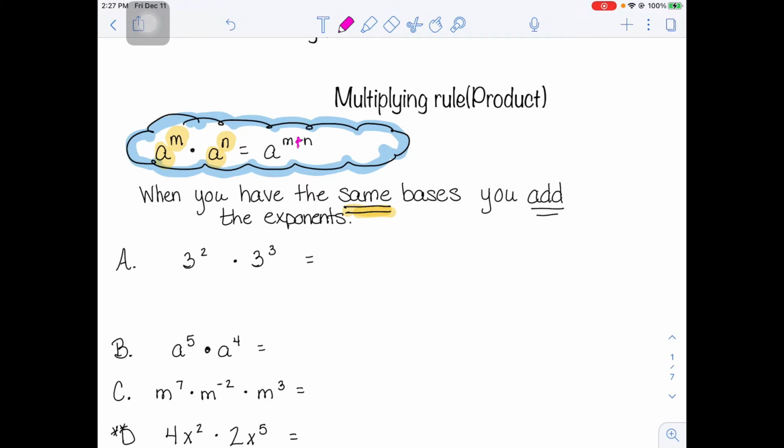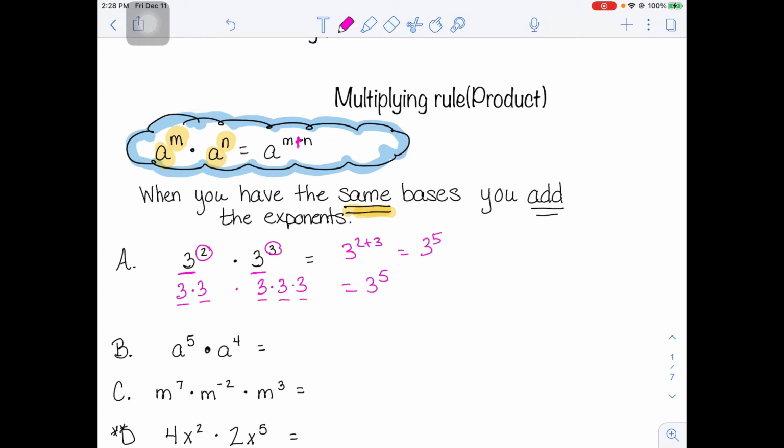So let's do some examples of this one. The first one, 3 to the second power times 3 to the third power, we can think about this as 3 times 3 times 3 times 3 times 3. So we actually have the same base. We have 3. And how many of those do we have? We have 5. So this helps you see why it works. We have the same base of 3, so we keep the base and we add the exponents, 2 plus 3, which gives us 3 to the 5th power.